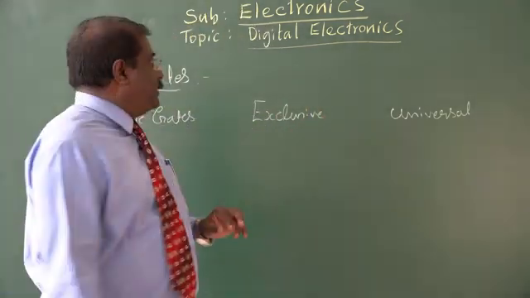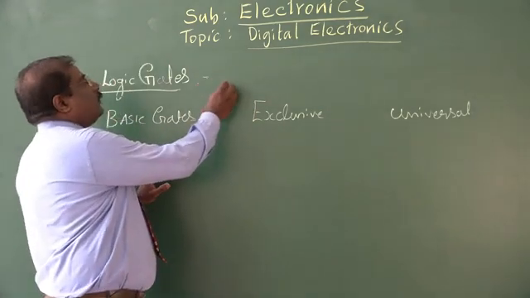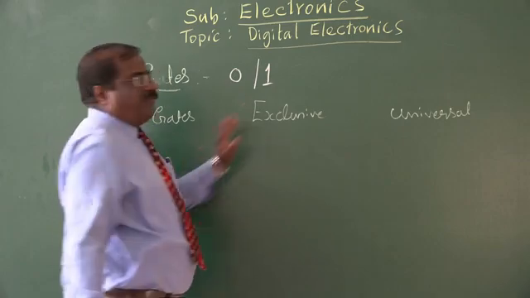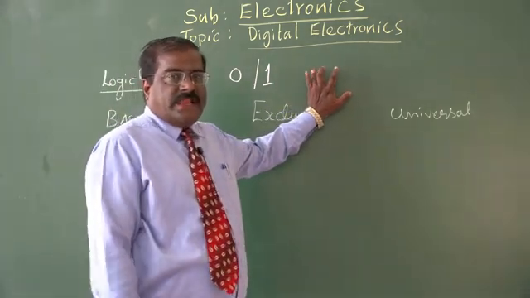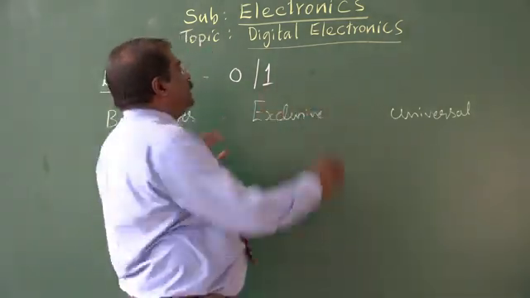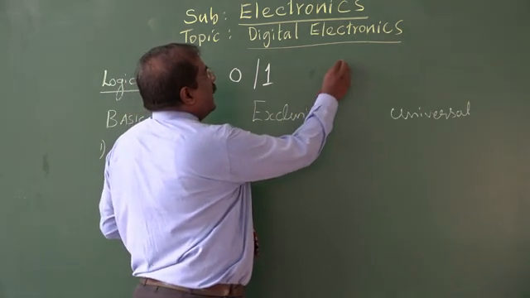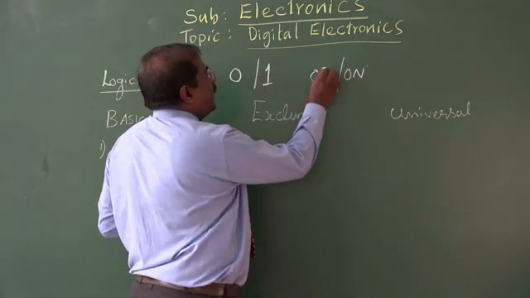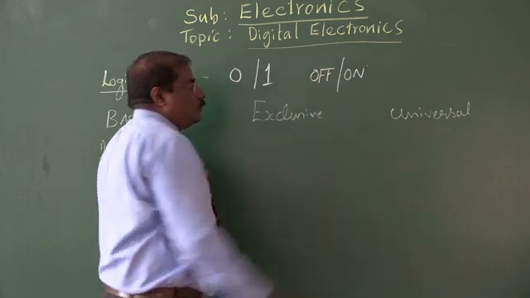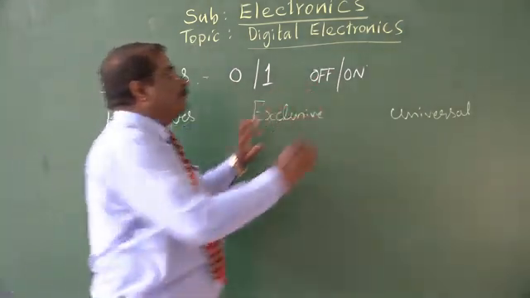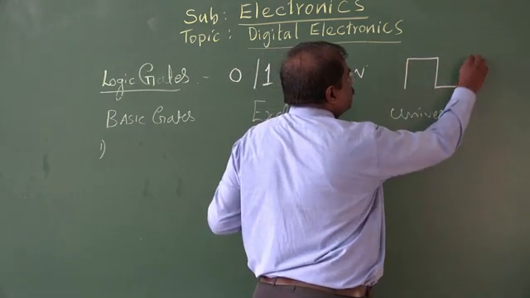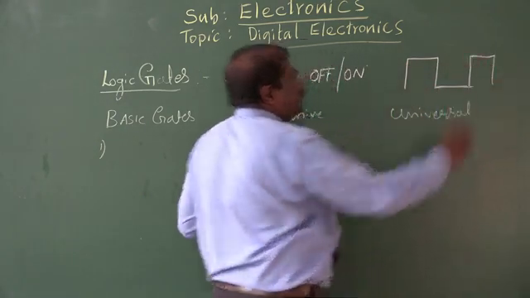So, the logic gate is what we have, is 0 or 1. If you consider the LED, that is the light emitting diode, if it is on we declare it as 1. If it is off we declare it as 0. So, the waveform for this one is what we declare as a square wave.